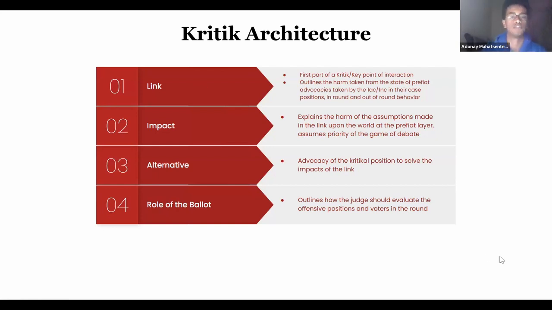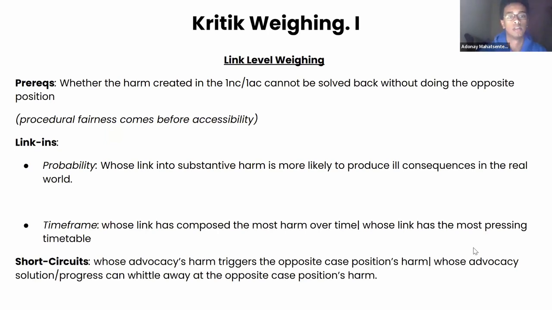Okay, in that case, we'll move on to weighing the link. You might recognize this structure. It looks a lot like weighing standards from a theory shell because it is. Prereqs for this are pretty simple. It's whether the harm created can be solved back by doing the opposite position. For example, if I'm reading a K and another person is reading SV and they're reading positions like not focusing on minorities is bad, then something within my K for solving back for the way the SV shell was approached could be better than just trying to address SV outright. And that's where you fall back on your literature to try to prove why your stuff matters more.